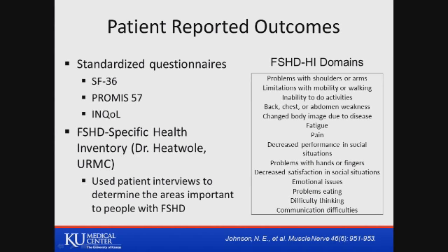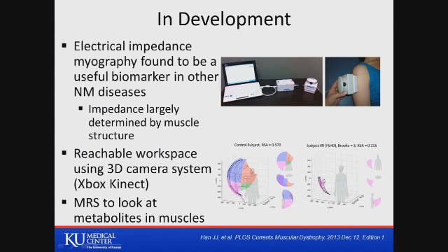There is one scale that's being developed by a collaborator of mine at the University of Rochester that's an FSHD-specific health inventory. And the way he did this was he started with patient interviews and determined domains or areas that were important to patients to develop the scale. And in the box, you can see some of these areas that range from problems with the shoulders, with mobility and walking, but also things like fatigue and pain and the change in body image due to the disease.